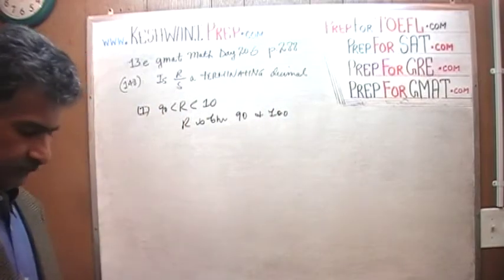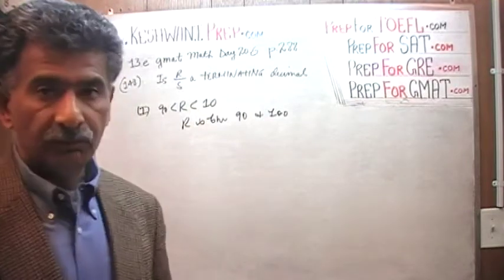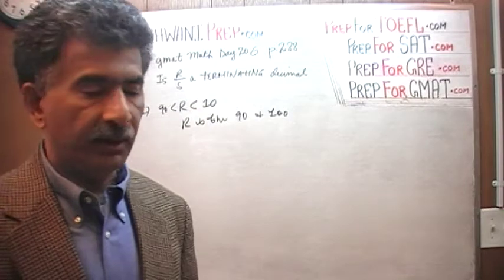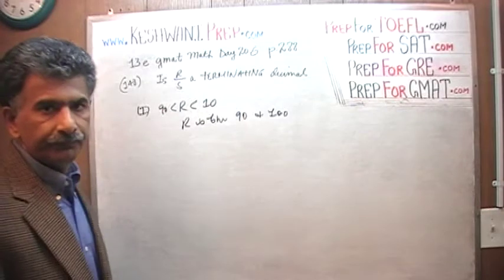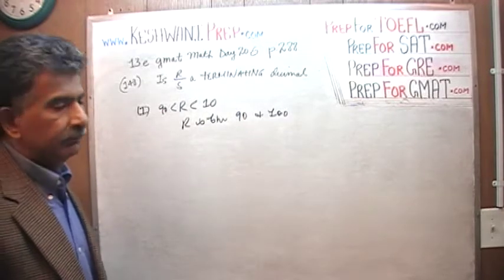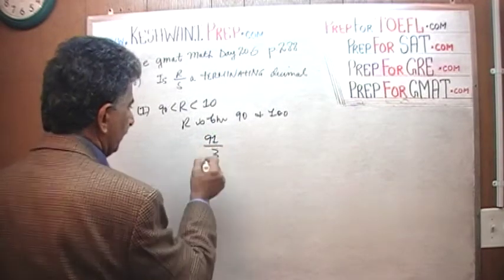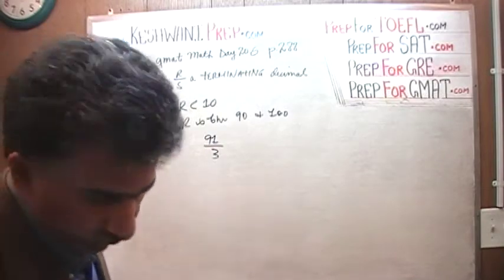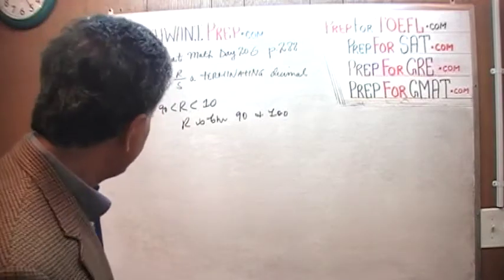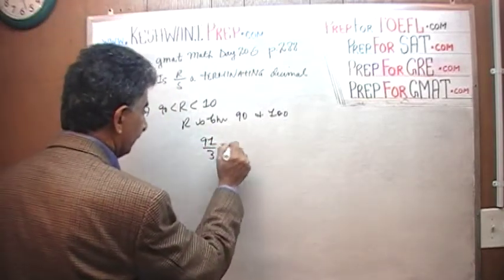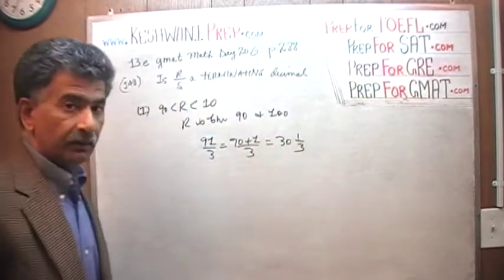Is that enough for us to know if the fraction in question is a terminating decimal? The answer is no, of course not. How can we tell about the fraction unless we know what you're dividing that number by? Without knowing that, we cannot tell. I'm not going to try to make up an example right now. 91 over 3 is the same as 90 plus 1 over 3, which is 30 and a 1/3. 30 and a 1/3 is not a terminating decimal.